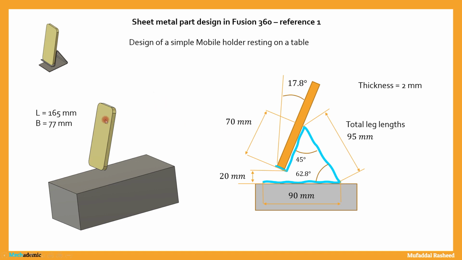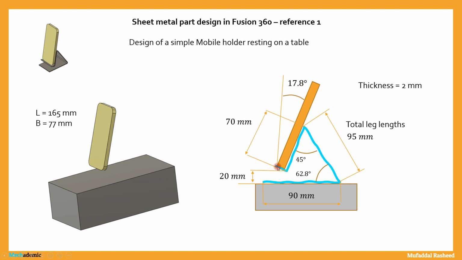We have a mobile which has a length of 165 mm and a breadth of 77 mm. This shows the CAD model of that mobile, and that has to be rested on top of a table which is shown over here. So we need to design a very simple sheet metal component which will allow the mobile to be rested as shown, with an angle of 17.8 degrees to the vertical.